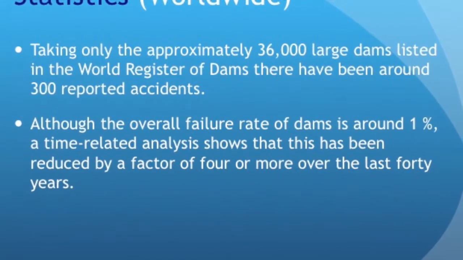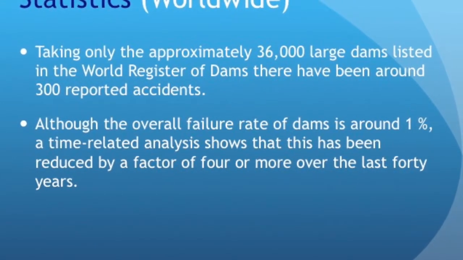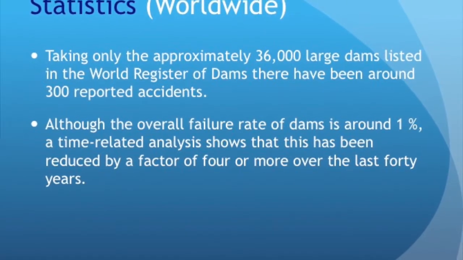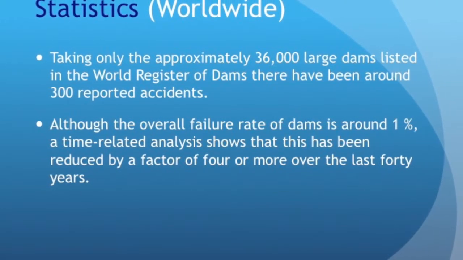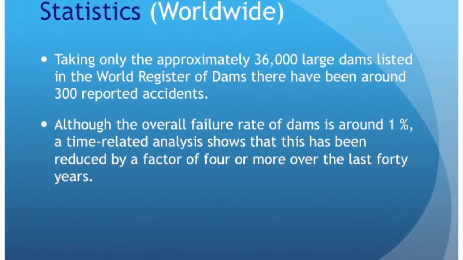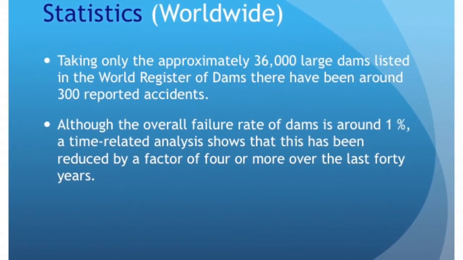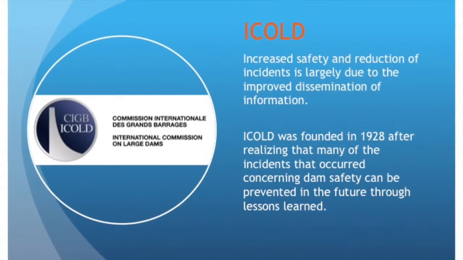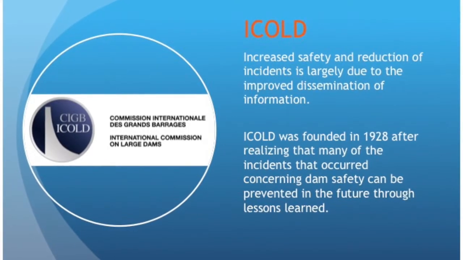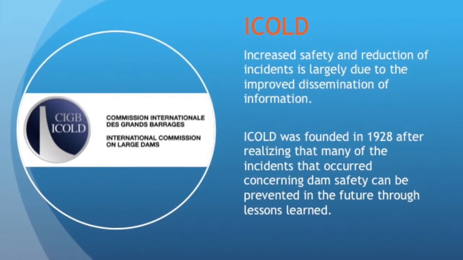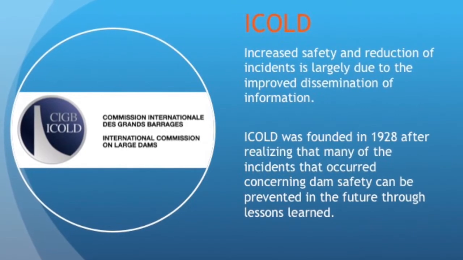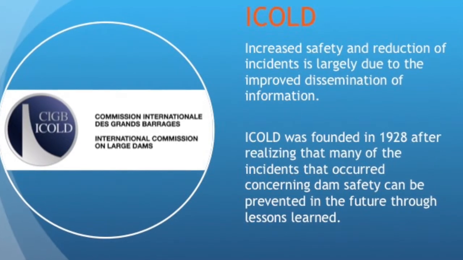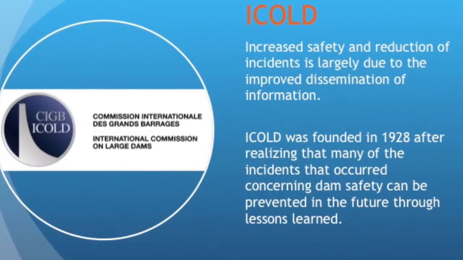Taking only the approximately 36,000 large dams listed in the World Register of Dams, there have been around 300 reported accidents. Although the overall failure rate of dams is around 1%, a time-related analysis shows that this has been reduced by a factor of 4 or more over the last 40 years. Increased safety and reduction of incidents is largely due to the improved dissemination of information. ICOLD was founded in 1928 after realizing that many of the incidents concerning dam safety can be prevented in the future through lessons learned.